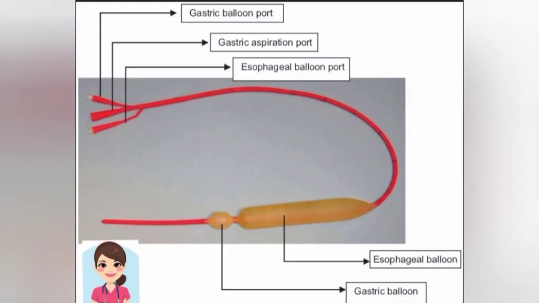This is the picture of Sengstaken-Blakemore tube. You can see there are three ports. One is for gastric balloon port and esophageal balloon port. The other one, middle one, is for the gastric aspiration port. Then there are two balloons, esophageal balloon and gastric balloon. The esophageal balloon will suppress the bleeding from esophageal varices and the other gastric balloon places the tube in the stomach correctly. So through this gastric aspiration port, they will aspirate the content.